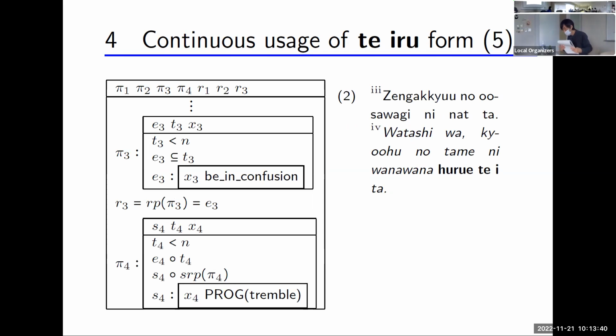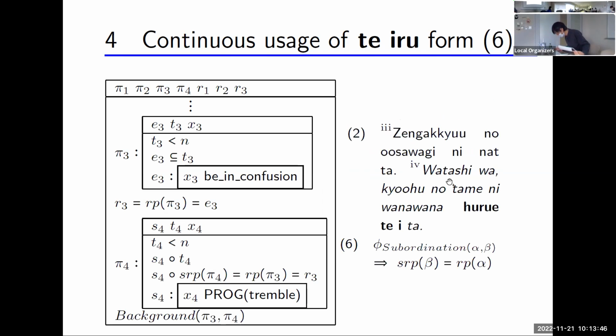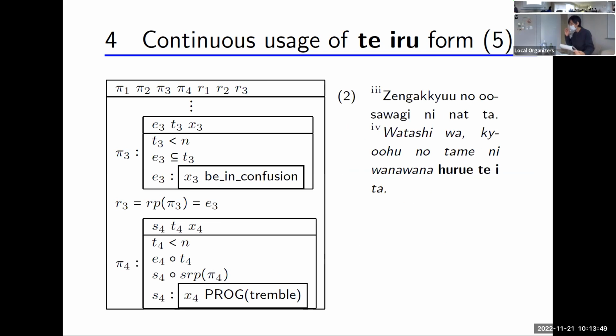The fourth sentence, 'I was trembling for fear', is a static sentence with tail form, which is a continuous usage. For this kind of sentence with a continuous meaning, we assume the same kind of recursive conditions as Kamp and Reyle's analysis of the progressive in English.